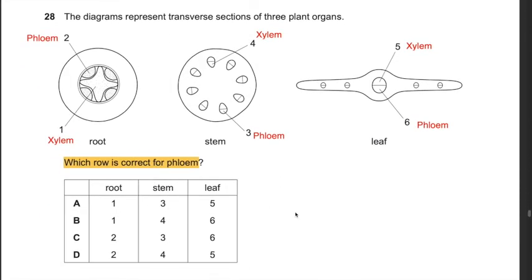Question 28. Diagrams represent transverse sections of 3 plant organs. Which row is correct for phloem? I have labeled towards the sides which one represents which. 2, 3 and 6 represent the phloem. 1, 4 and 5 represent the xylem. And since the question refers to which row is correct for phloem, that should be 2, 3 and 6 only. And if you go through the answers, the only answer that has 2, 3 and 6 in it is C. For root it is 2, for stem it is 3 and for leaf it is 6.